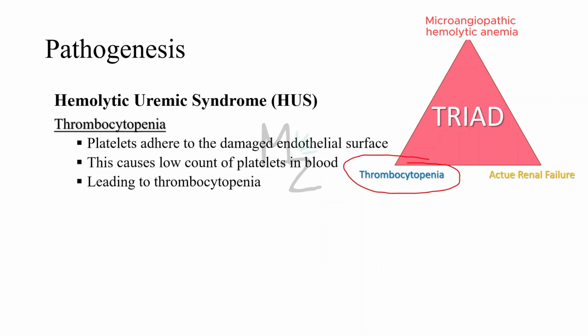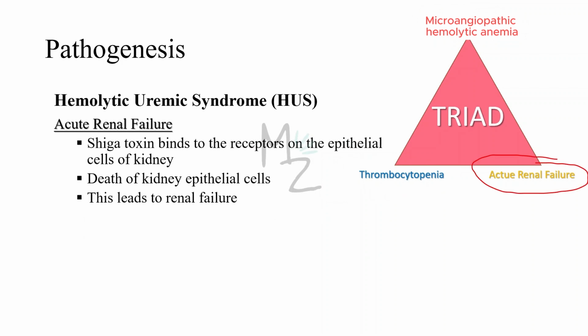Now let's talk about thrombocytopenia, that's a low platelet count. Thrombocytopenia occurs because platelets adhere to damaged endothelial surface. That leads to a low platelet count in blood, and this is called thrombocytopenia. The third one is acute renal failure. It occurs because there are receptors for Shiga toxin on the surface of kidney epithelium. Death of kidney epithelial cells leads to renal failure.